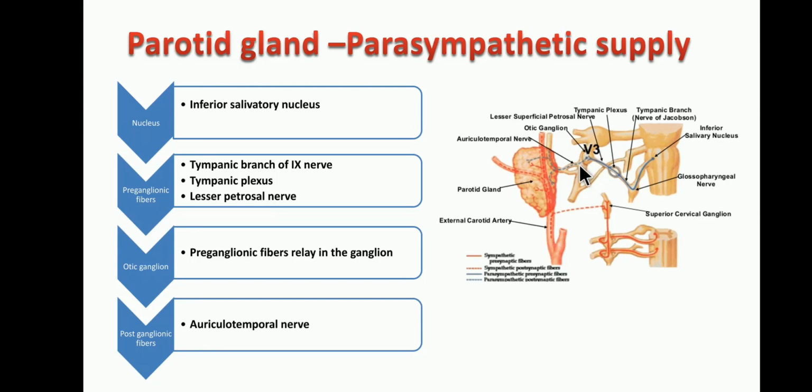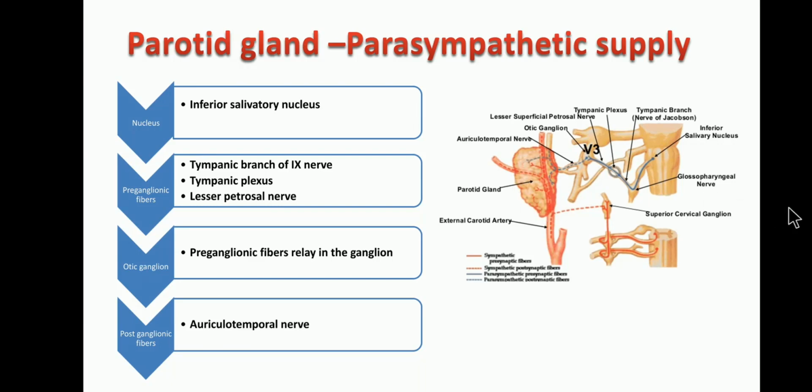Postganglionic fibers pass via the auriculotemporal nerve. You are able to see the nerve arises by two roots. The nerve grooves and emerges from the base of the gland to supply the scalp. So they carry parasympathetic fibers and supply the gland. So that is the parasympathetic pathway: inferior salivatory nucleus, glossopharyngeal nerve, tympanic branch taking part in the tympanic plexus, lesser petrosal nerve relaying in the otic ganglion. Postganglionic fibers via the auriculotemporal nerve supply the gland.